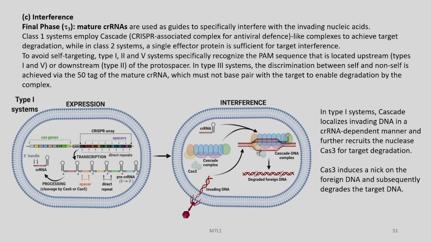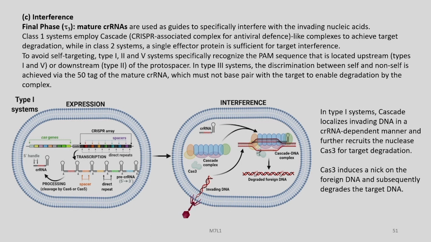To avoid self-targeting, type 1, 2 and 5 systems specifically recognize the PAM sequence that is located upstream in type 1 and 5, or downstream in type 2, of the protospacer. In type 3 systems, the discrimination between self and non-self is achieved via the 5' tag of the mature crRNA, CRISPR RNA, which must not base pair with the target to enable degradation by the complex.